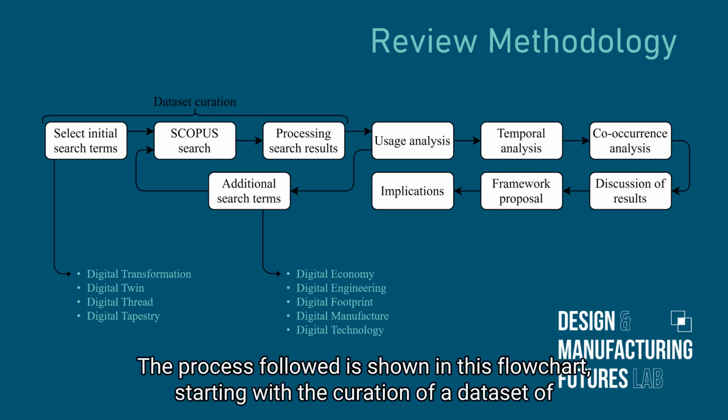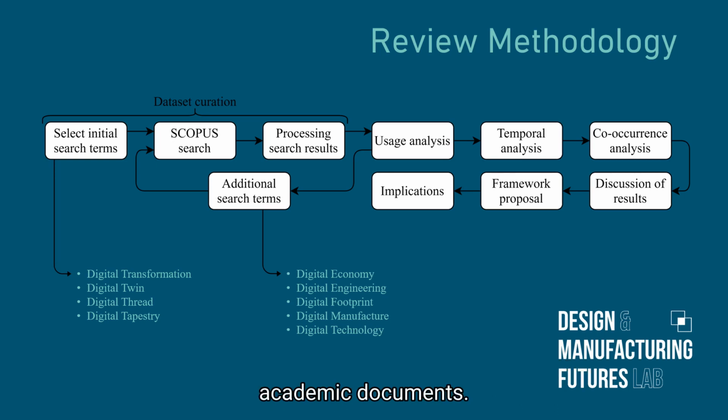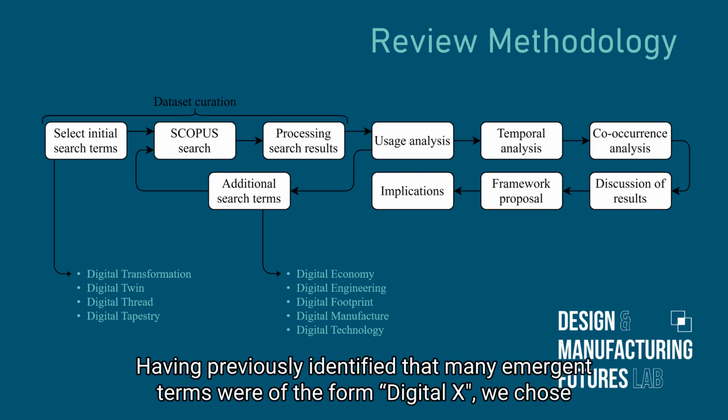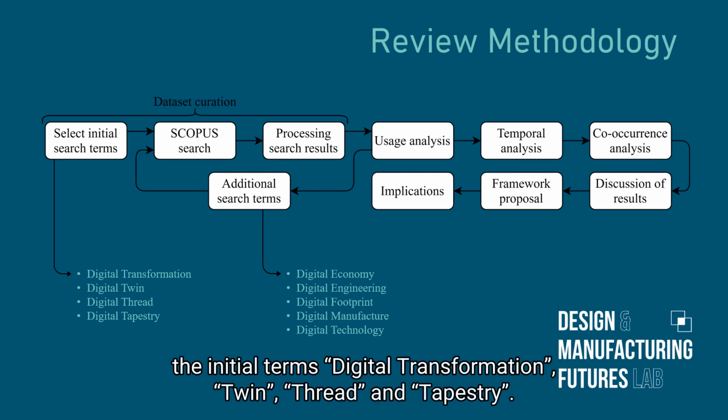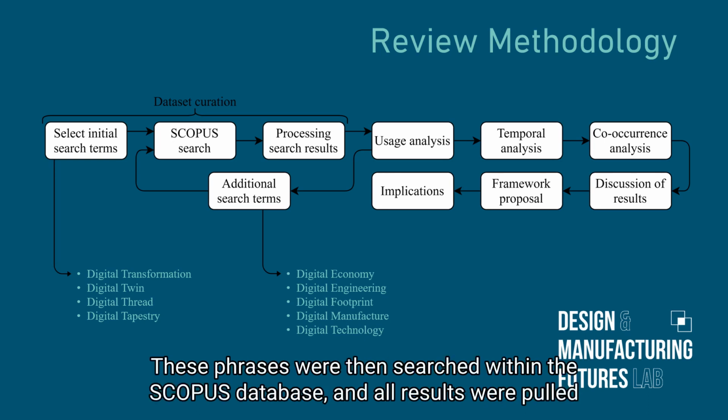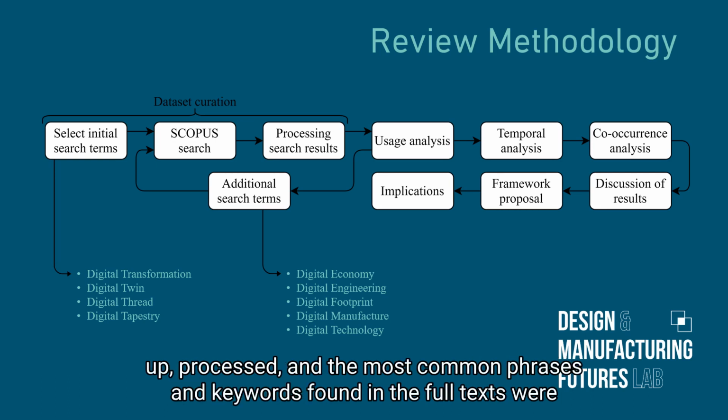The process followed is shown in this flowchart, starting with the curation of a dataset of academic documents. Having previously identified that many emergent terms were of the form digital X, we chose the initial terms digital transformation, twin, thread, and tapestry. These phrases were then searched within the Scopus database, and all results were pulled up, processed, and the most common phrases and keywords found in the full text were identified.